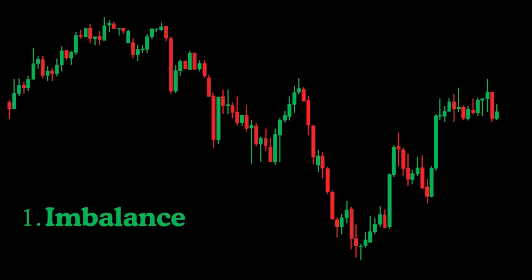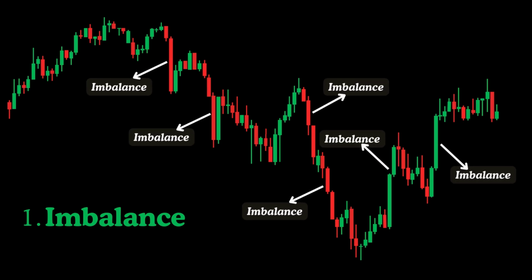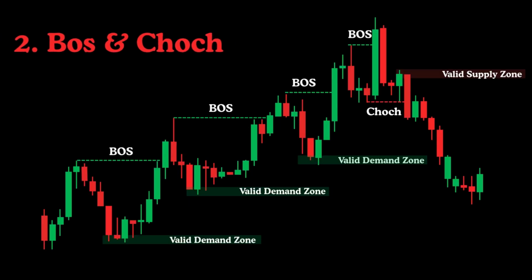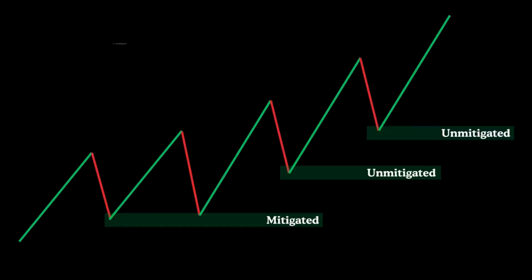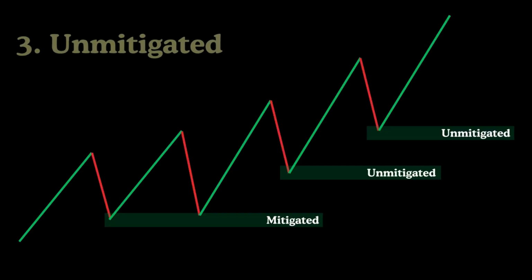The first criterion for a valid zone is that it must exhibit an imbalance. Imbalance refers to an unequal proportion between buyers and sellers, leading to a significant move in the market. The second characteristic of a valid zone is that it must either break the structure or change the character. The third feature is that it must be unmitigated.